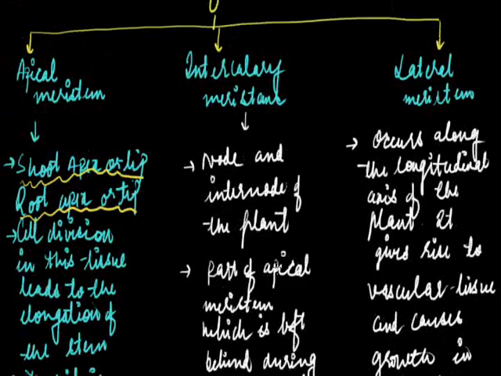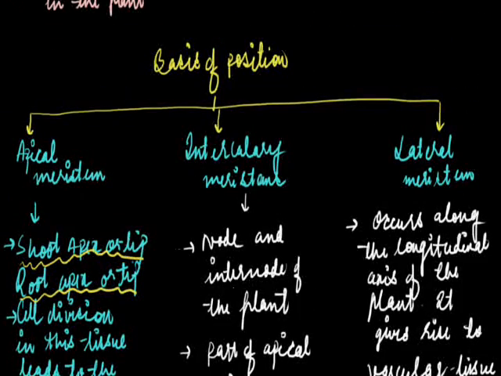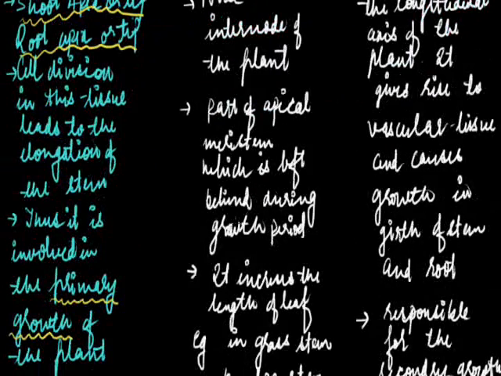So we have discussed the meristematic tissues on the basis of position: apical meristem, intercalary meristem and lateral meristem. Now in the next class we will be discussing the permanent tissue, its types and its characteristics.